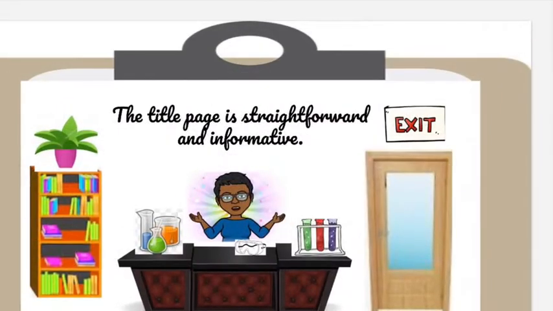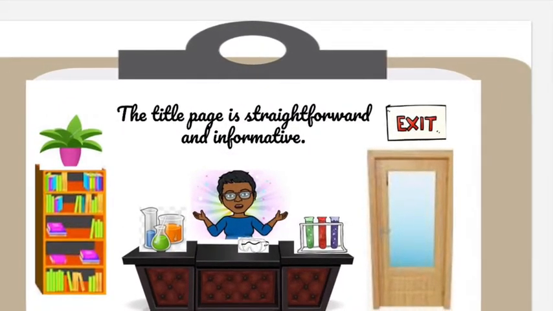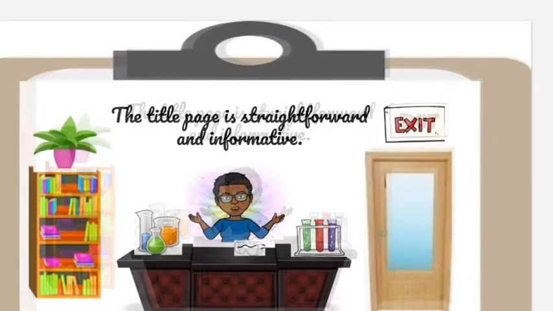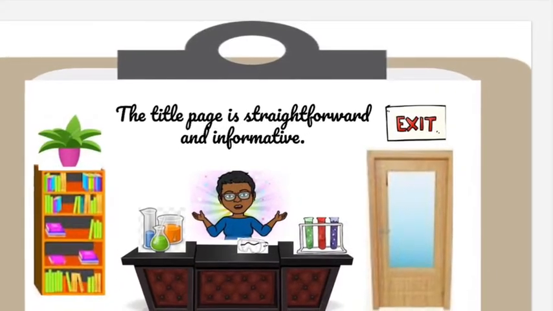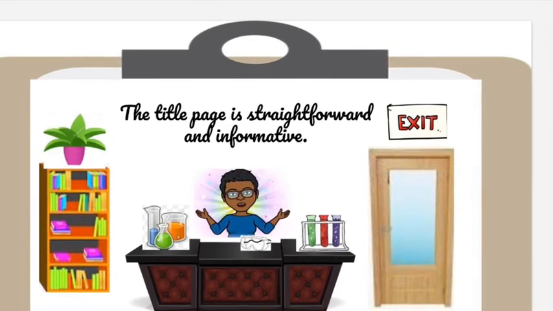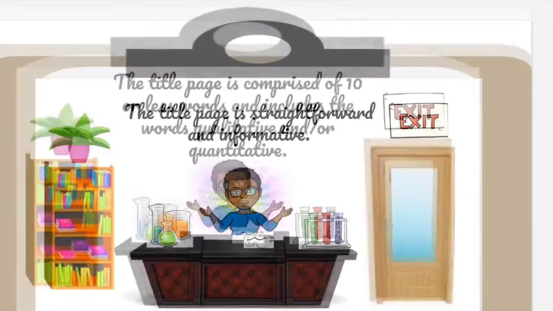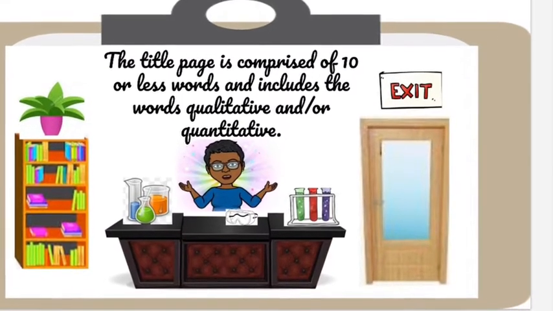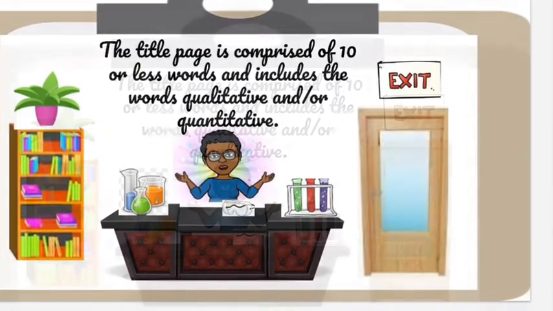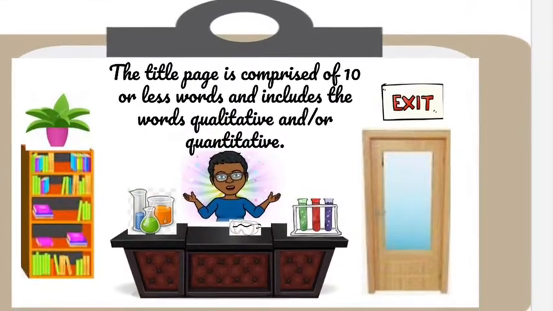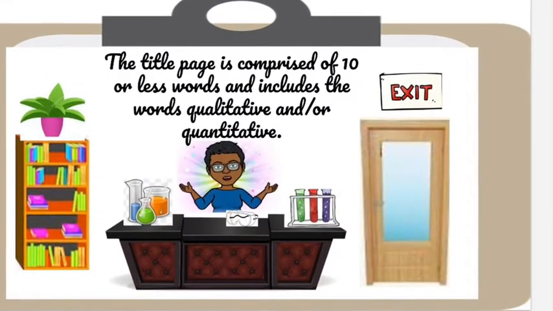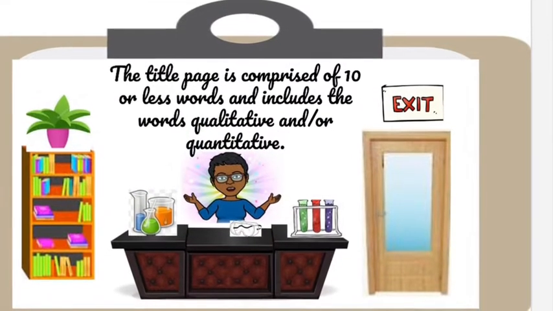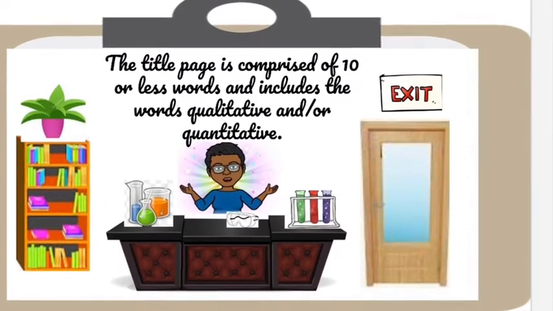We're going to start with the title page, and the title page is usually very straightforward. There's not a lot of fluff. You're looking for 10 or fewer words in the title, and usually it's going to include something called qualitative or quantitative. Qualitative is anything that is collected in words, so anything that is written or said, and quantitative is going to be anything in your lab report that has to do with numbers.